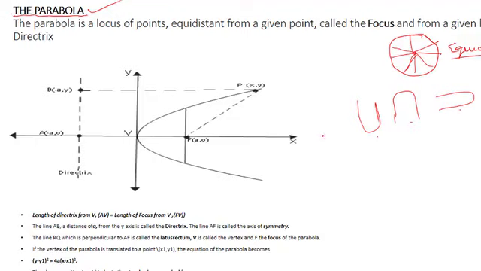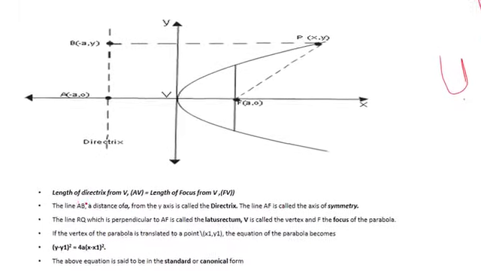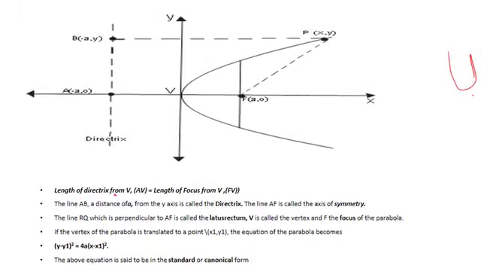Now let's go into understanding some properties of a parabola. Number one, we say the length of the directrix from V is equal to the length of the focus from V. This is the directrix of the parabola, and this point is called V, which happens to be the base of the parabola. Now, where is the focus? You can discover that it is here. So the distance from here to here is the same as from here to here. This is the focus of the parabola.